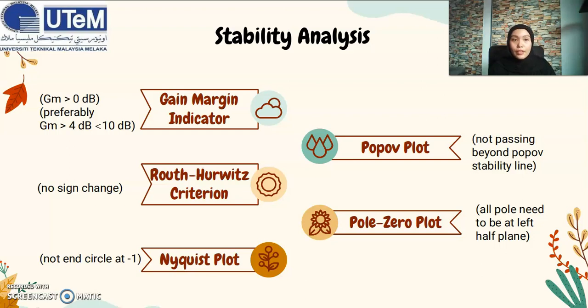the gain margin indicator, where GM is higher than 0 dB, preferably higher than 4 dB but lower than 10 dB. Routh-Hurwitz criterion focuses on its criterion, which is no sign change to be stable. Nyquist plot, the graph is not encircled at -1. Popov plot, not passing beyond the Popov stability line. Pole-zero plot, all poles need to be in the left half plane.